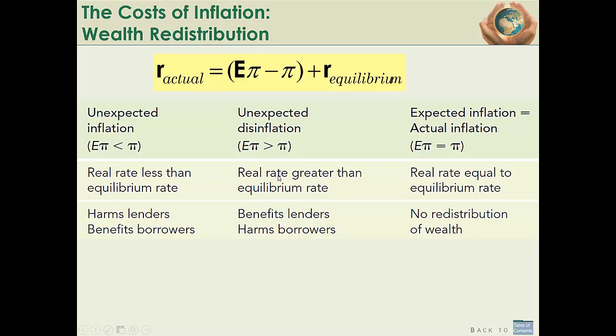So in this case, the real rate is greater than the equilibrium rate, and that's going to benefit the lenders. They get a higher real return than what they expected, and that's going to harm the borrowers. So here you see that wealth will be redistributed whenever the expected inflation rate differs from the actual inflation rate. And this last scenario just talks about what if they're equal. If the expected inflation rate and the actual inflation rate are equal, then there's absolutely no redistribution of wealth.